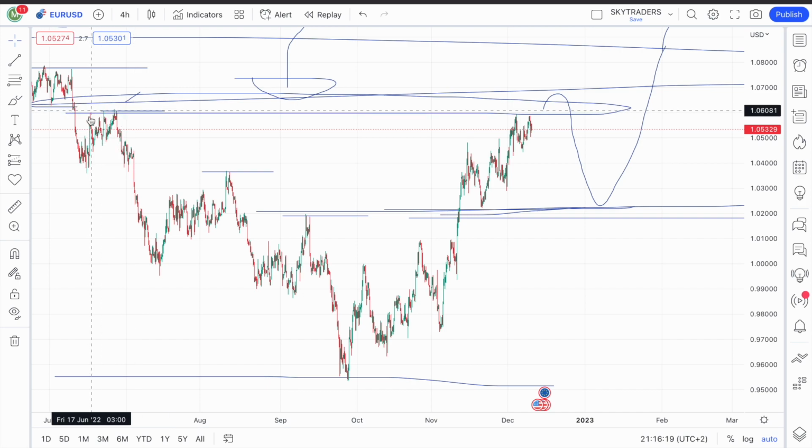A lot of rejections, a lot of wicks. So when we take out all of the sell orders, stop losses, definitely we can expect a rejection. No question, even if it's for a short time, even if it's not the case for the long time. But definitely we can expect some rejection taking out of this liquidity.